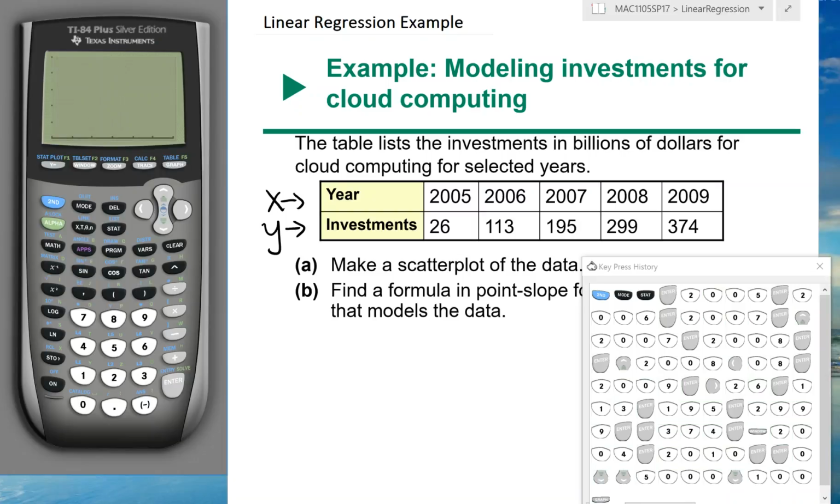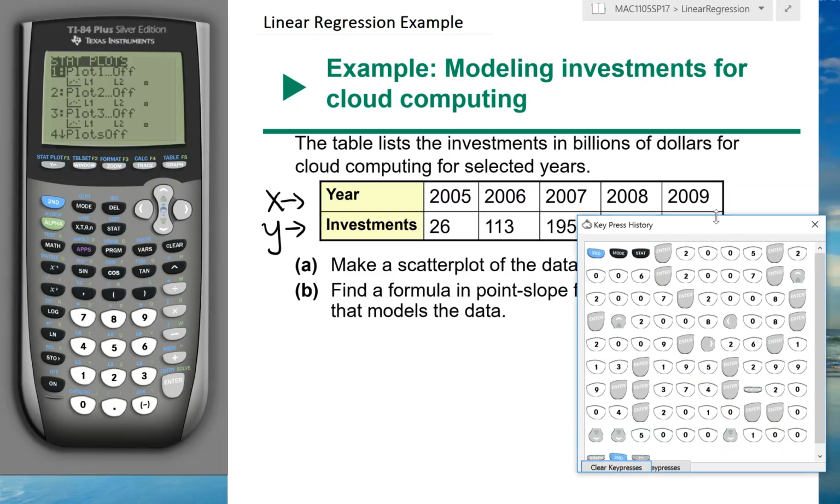So now when you hit graph, you're probably not going to see anything because we have to turn a specific graph on. We have to do a statistics plot. So to do that, we are going to press second and stat plot. And then hit enter, pick the first one, and you see how it's turned off. So I have to turn it on. So hit enter to turn it on.